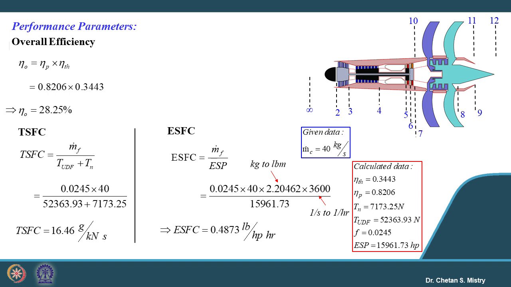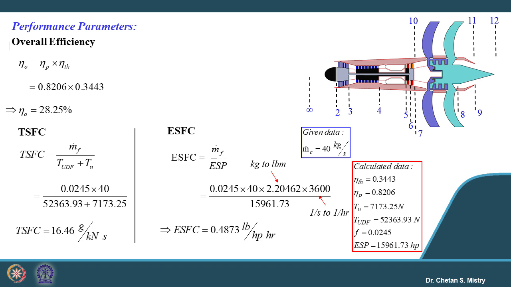Suppose I want to calculate the thrust specific fuel consumption. That is given by m dot f divided by total thrust, and if we calculate that, we get the thrust specific fuel consumption. Similarly, engine people are more interested in equivalent specific fuel consumption, because they discuss more in terms of equivalent shaft power.